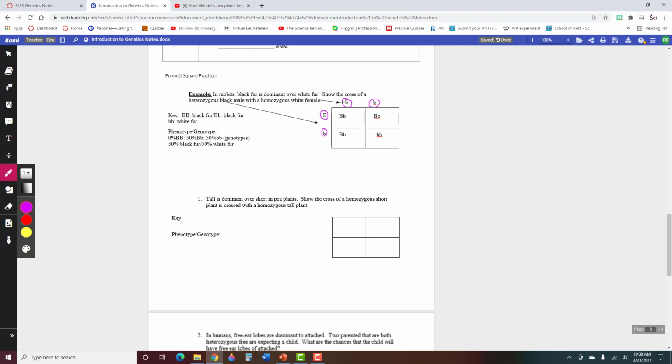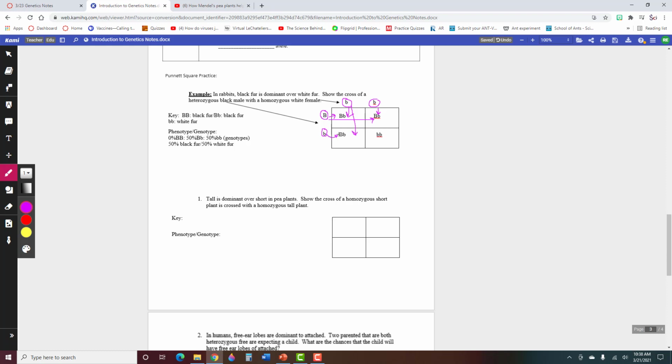And it doesn't matter who you put on top and who you put on the side, you'll get the same answer regardless, so don't stress about that. So whether mom goes on top or the side or dad, it doesn't matter. So then you bring one letter over from the side and then one letter down from the top, and capitals always get listed before lowercases. So same thing, letter over from the side, letter down from the top, and so you have the capital B, lowercase b, and then this will go down to this box, and this will go over.